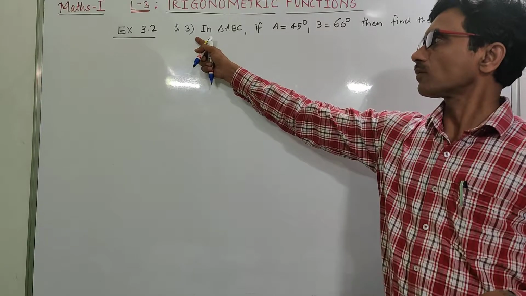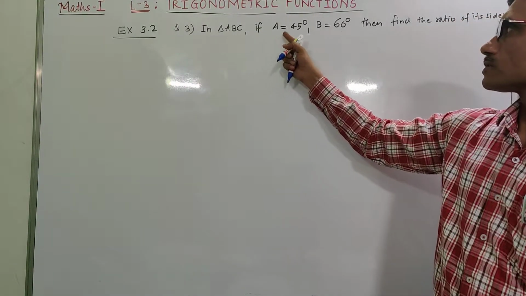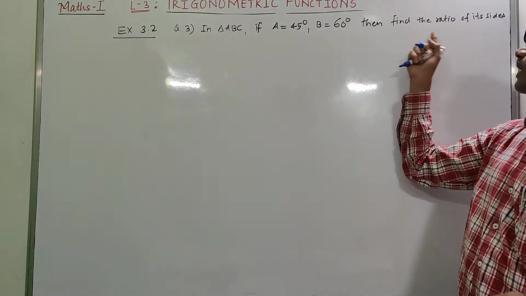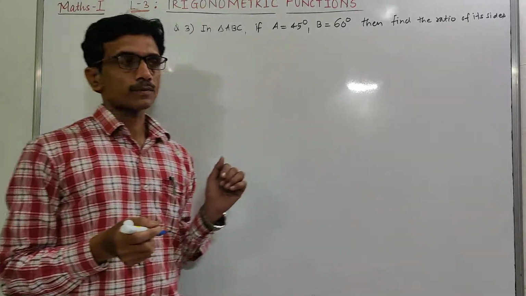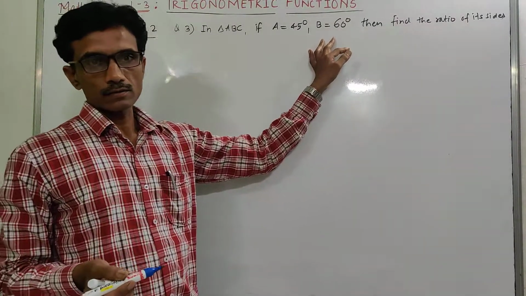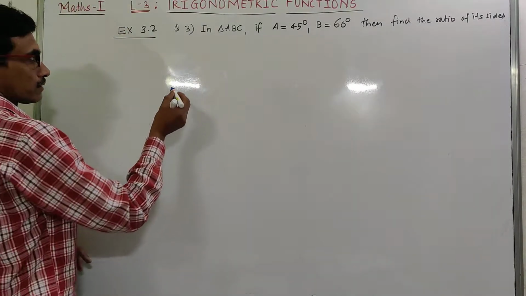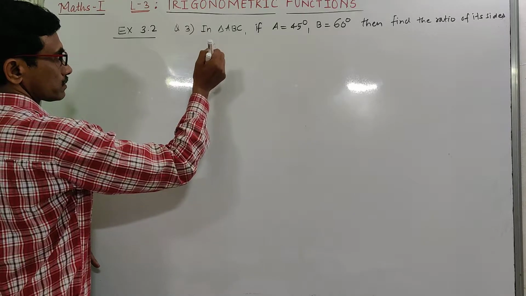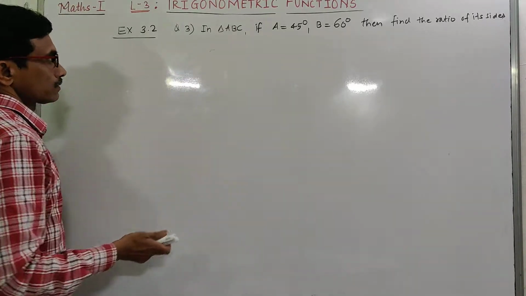Question number 3 from exercise 3.2. In triangle ABC, if A is 45, B is 60, then find the ratio of its sides. So we find the ratio of the sides of triangle ABC. See, two angles are given. The third angle we can find, that is angle C. So A plus B plus C is 180 degrees.